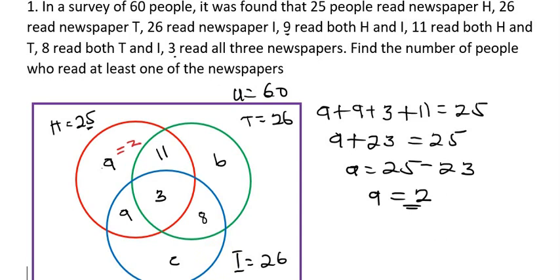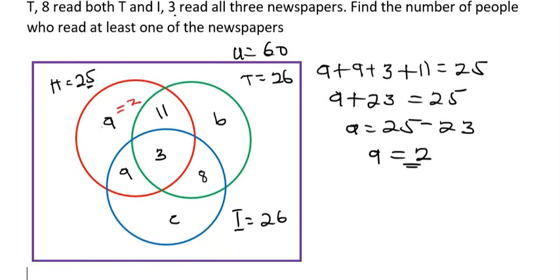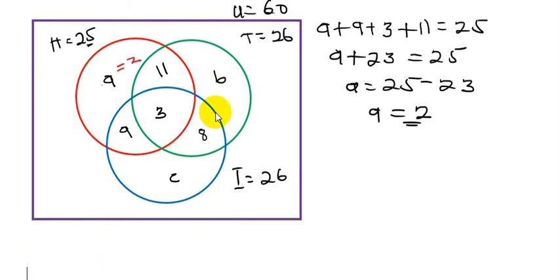Now we'll do the same thing for circle B, and we'll do the same thing for circle C. Sorry, for circle T and circle I. So for circle T, we are going to get 11 plus 3 plus 8 plus B being equal to 26.